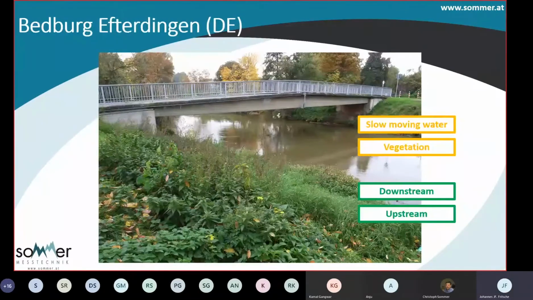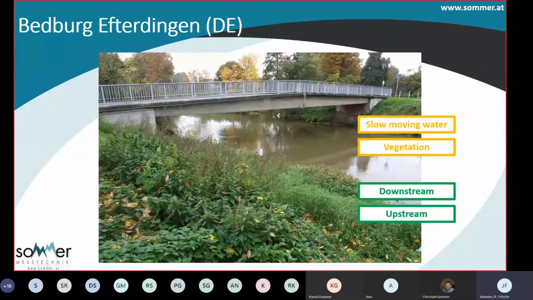Then we have a nice stream in Germany that has the problem of this very slow moving water. So any crosswinds you might have here could produce waves that don't represent the flow velocity.